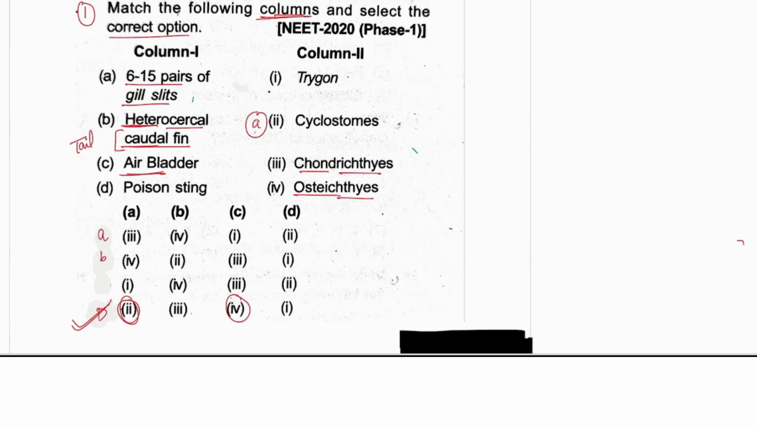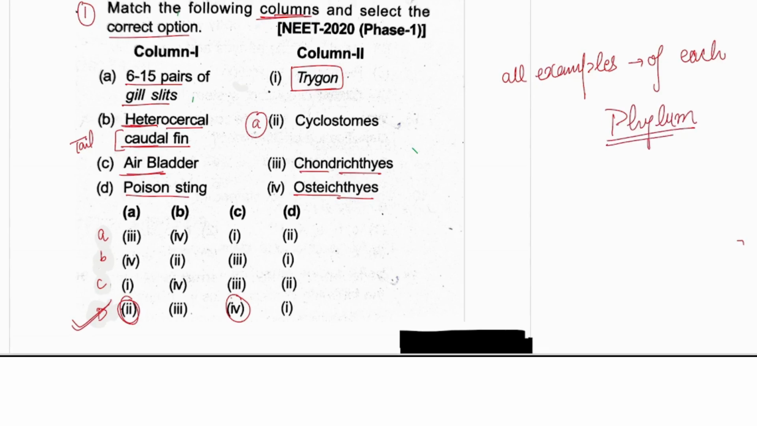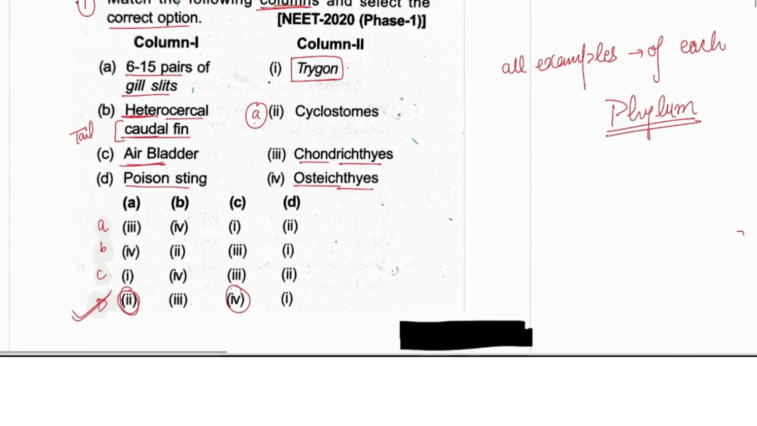Okay, I hope it is clear to you, because it is in D only. And poison sting, we know very well, it is the example of the trygon, it is another name for the stingray. And very important thing, all the examples of the chapter are very important. All the examples of each phylum are very important. If you have learnt the example of each phylum, that means you have covered approximately 70 to 80% of the chapter. So that is very important, and be careful for that.